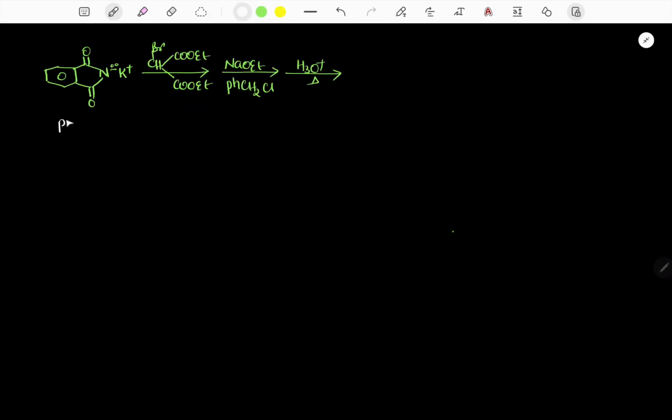The reactant is phthalimide. This is phthalimide, and phthalimide is a strong nucleophile, and here the other reactant has a leaving group. Therefore SN2 reaction takes place, and finally it gives the corresponding nitrogen substituted phthalimide. It is the first product.